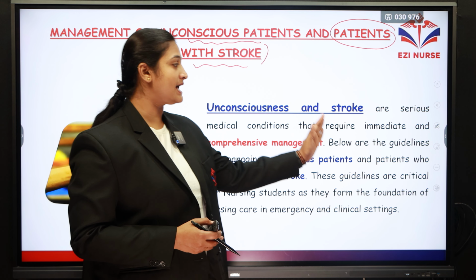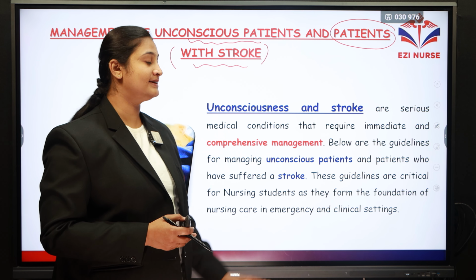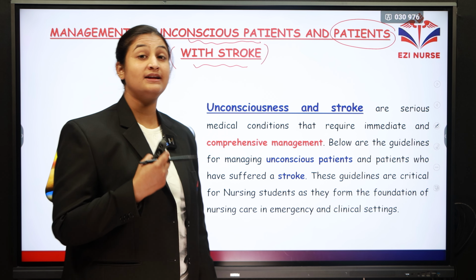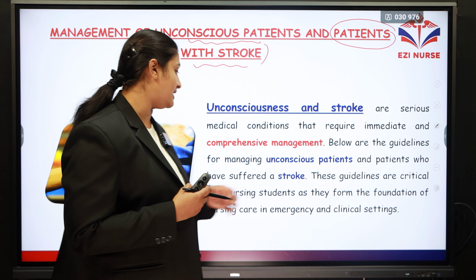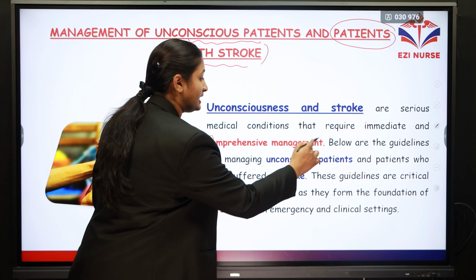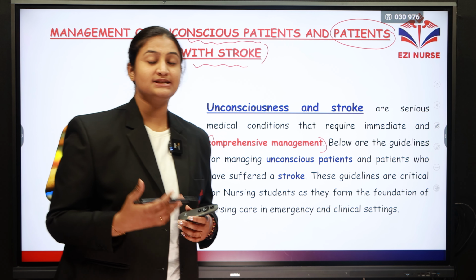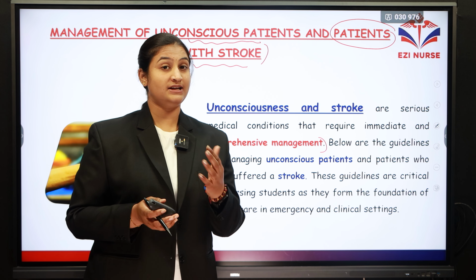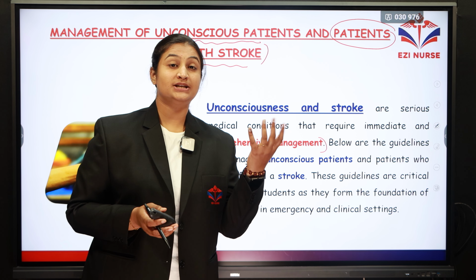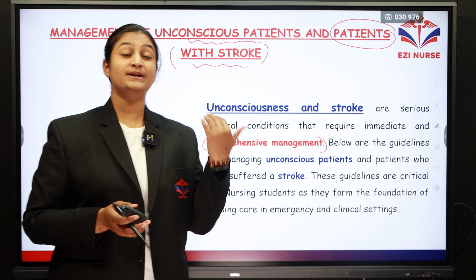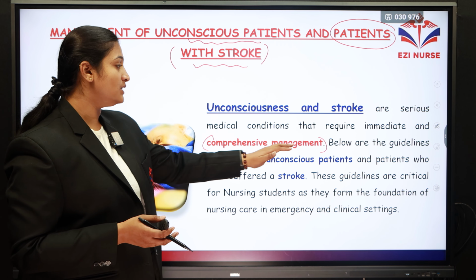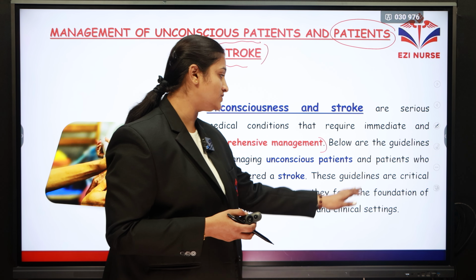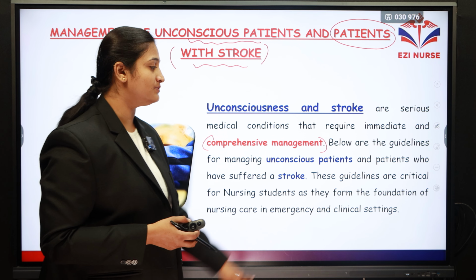So unconscious and stroke are kinds of serious medical conditions where they require immediate as well as comprehensive management. This comprehensive management is not just primary level, secondary level also, even tertiary management should be given. They must be taken care of well. And below are the guidelines for managing unconscious patients and patients who have suffered a stroke.